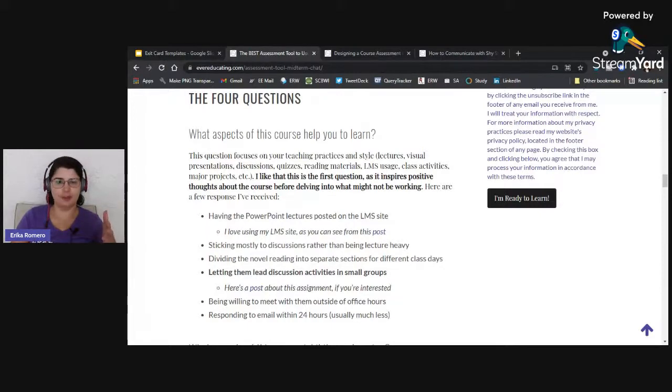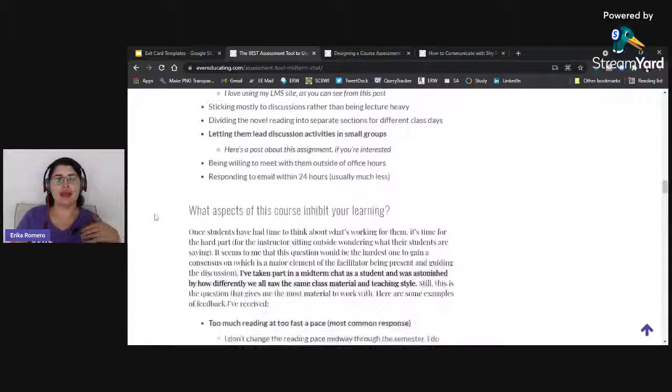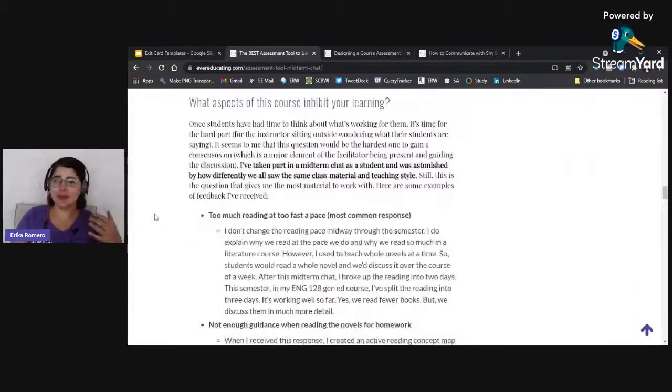When they're answering this question, but then it's what aspects of this course inhibit your learning. Okay, so now in this case, it's what's going wrong? What are they worried about? What are they not enjoying? What are they confused by? And you're not always going to get a consensus, right? So some students might feel one way and then other students feel the exact opposite.